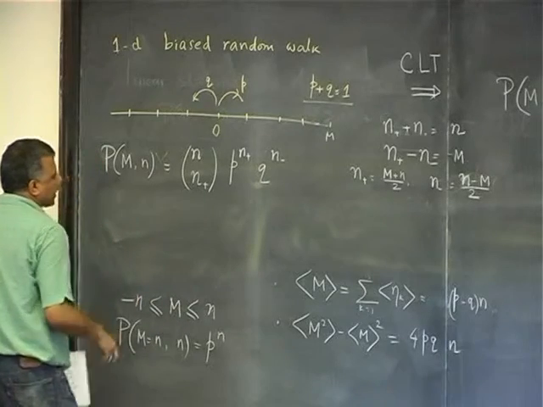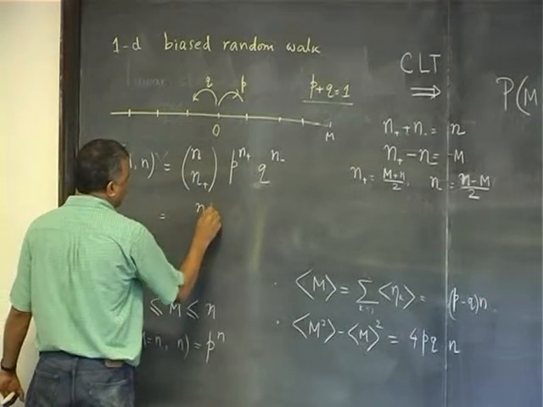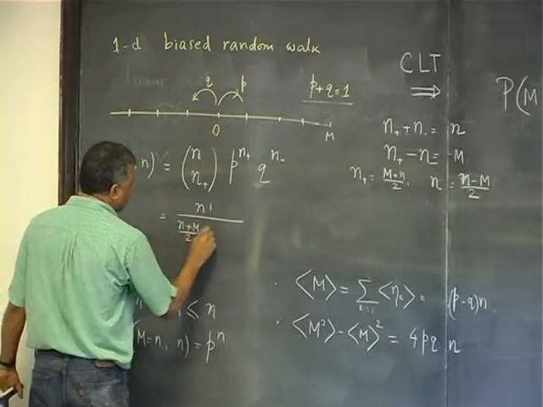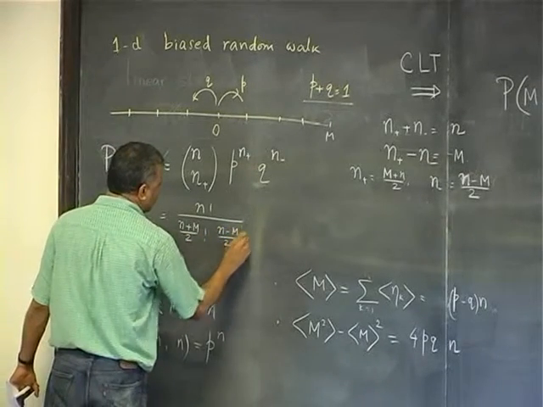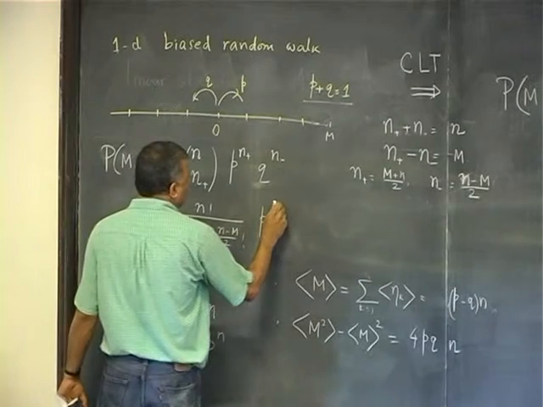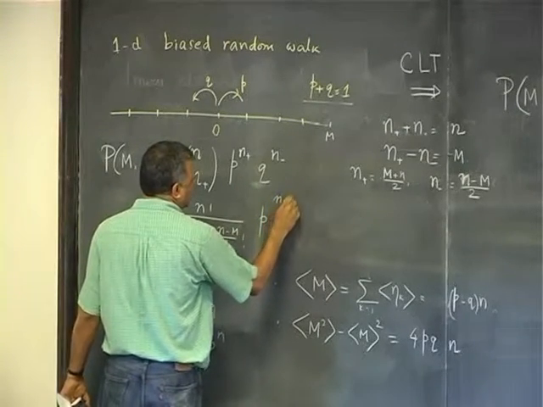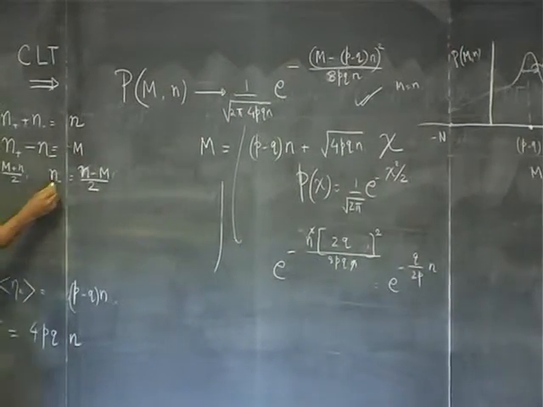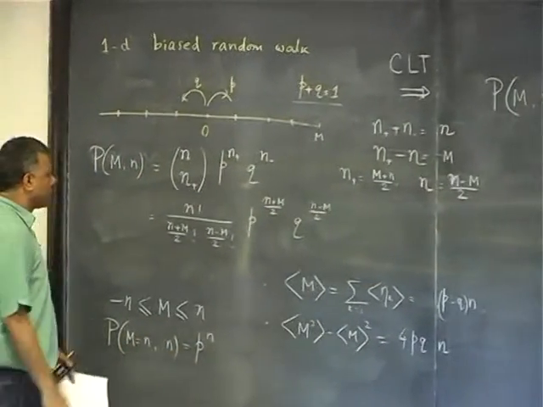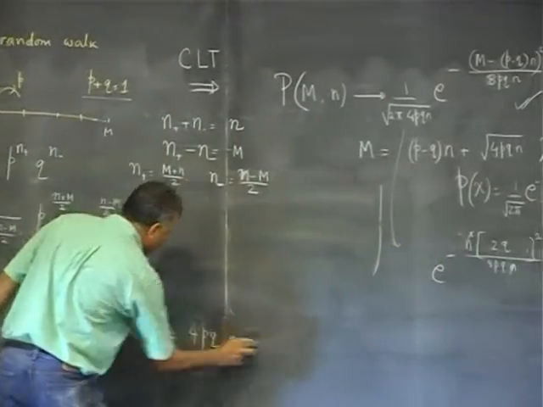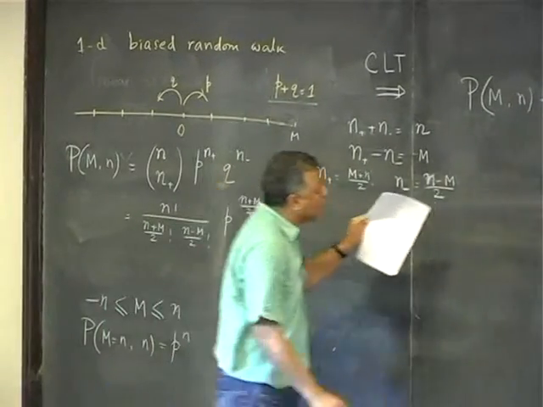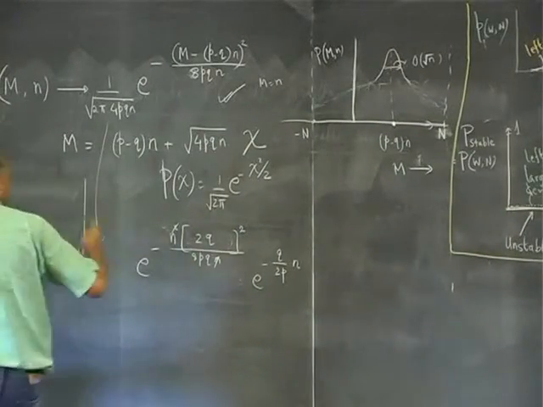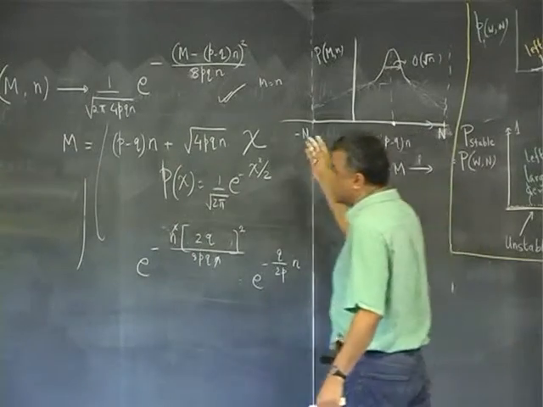So this is the exact binomial distribution. Which means this is n factorial divided by n plus m by 2 factorial times n minus m by 2 factorial, times p to the power n plus m over 2 times q to the power n minus m over 2. Okay. So this is the exact formula. This formula completely describes this curve for any finite n. But I want to take the large n limit, and I want to look at the fluctuations on a scale which is linear in n. That's the other scale in the problem.